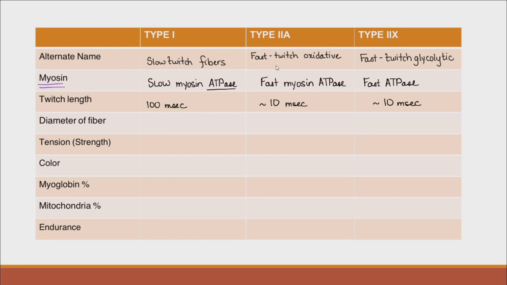You can't really interchange those. So you can't take a type 2 fiber and make it a type 1 fiber, nor can you take a type 1 fiber and make it a type 2 fiber. That type of change really isn't possible, because it would mean that you'd have to rebuild all of your sarcomeres and rebuild all of your thick filaments with new myosin, and that's really not going to happen.